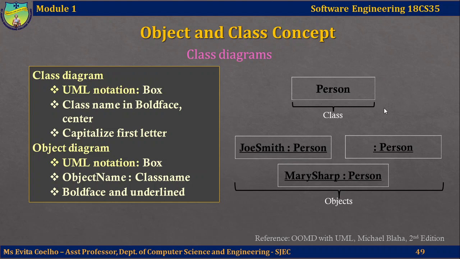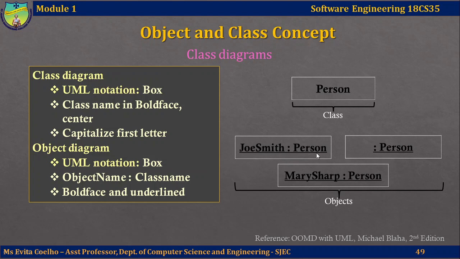So let me see how object diagrams look. Object diagrams also look like a box. All you have to do is write the name of the object followed by a colon followed by the name of the class to which this object belongs. So here I have created three objects, so I have three different object diagrams. This notation says that Joe Smith is an object of class Person. Mary Shah is an object of class Person, and this is an object without a name, so I'll call it an anonymous object of the class Person.